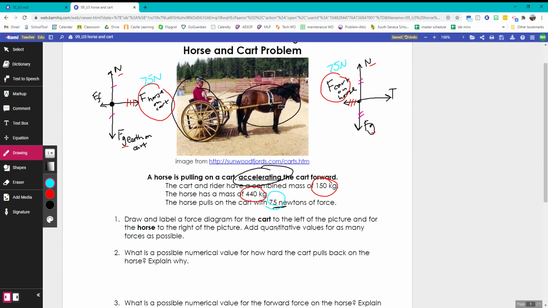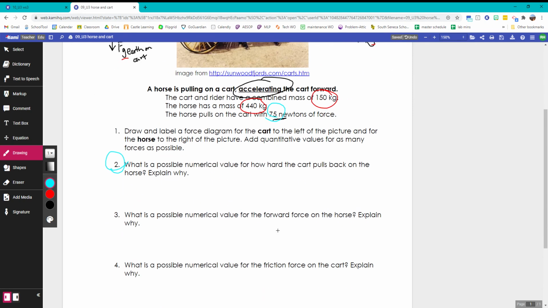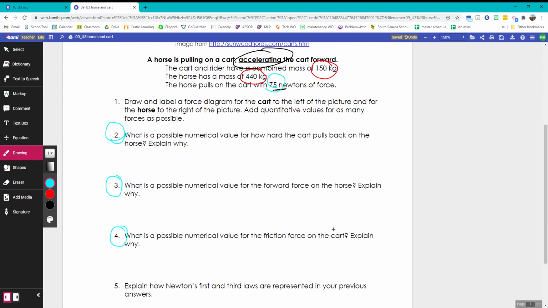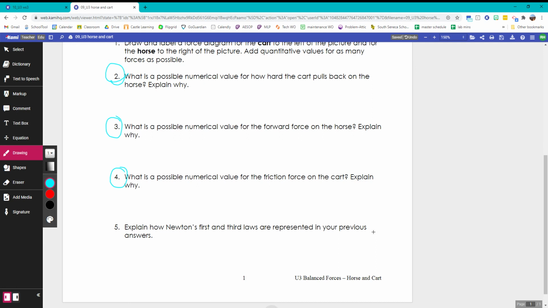And so you just need to come up with reasonable numbers. So you know this one because we just went over it. You need to find possible numbers for the forward force on the horse and the friction force on the cart, and think about whether they should be 75 newtons or bigger or smaller.